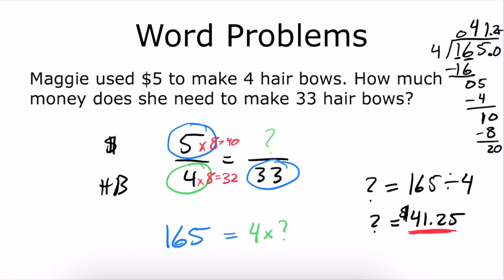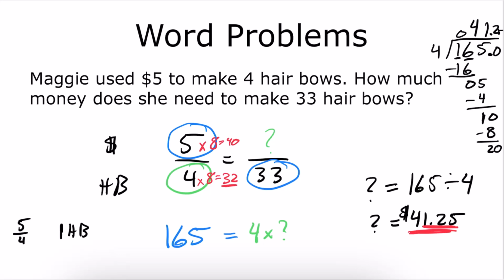Another way you could also do this is you could find the unit rate. So if we have $5 for every 4 hair bows, you could use that as a unit rate and say that it takes 5/4 of a dollar to make 1 hair bow. That would be the unit rate. And 5/4 of a dollar is $1.25. And that also makes sense based on the answer we got here because we have $1.25 more than $40, and one more hair bow than 32 hair bows would make the 33.